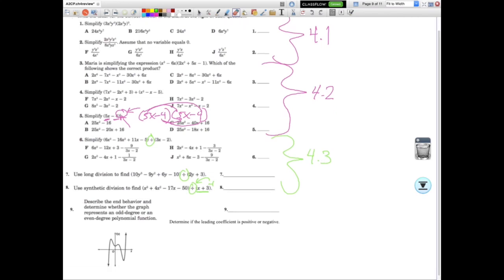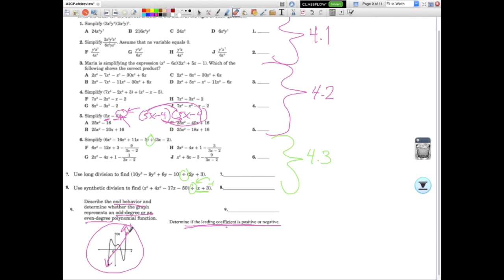Okay? After that, we saw some examples that had to do with graphing. You could potentially be given a graph, asked to do end behavior, figure out if it's odd or even, and then determine if the leading coefficient is positive or negative. So that has a lot to do with your end behavior.